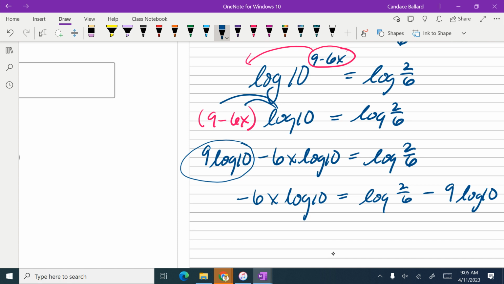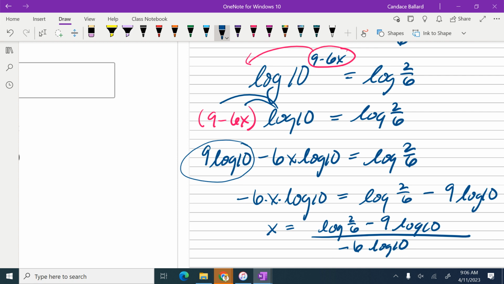So we have, I have to get the 6 and the log 10, which are both numbers, to the other side. Right now, it's under multiplication. How do I get it to the other side? What's the opposite of multiplication? Division, right? So I'm going to divide that to the other side. So x equals log of 2/6 minus 9 log 10 divided by negative 6 log 10. Okay, now we have to get that crazy mess into the calculator.